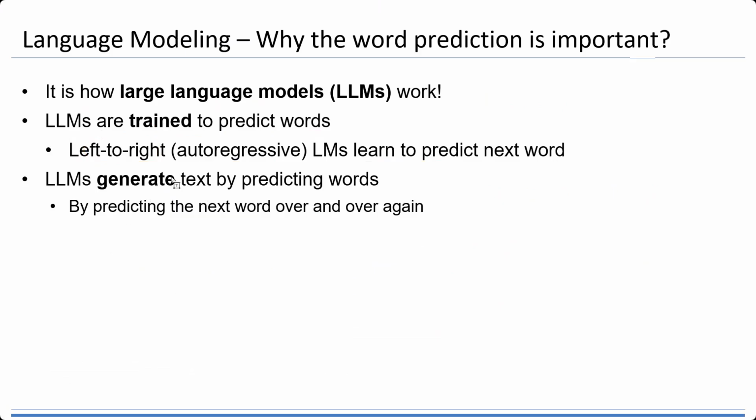LLMs generate text by predicting words, by predicting the next word over and over again. So that's why when you look at the development of, for example, GPT or any kind of GPT, it requires a lot of parameters, because it needs to know what will be the next word given the previous words, given the context.